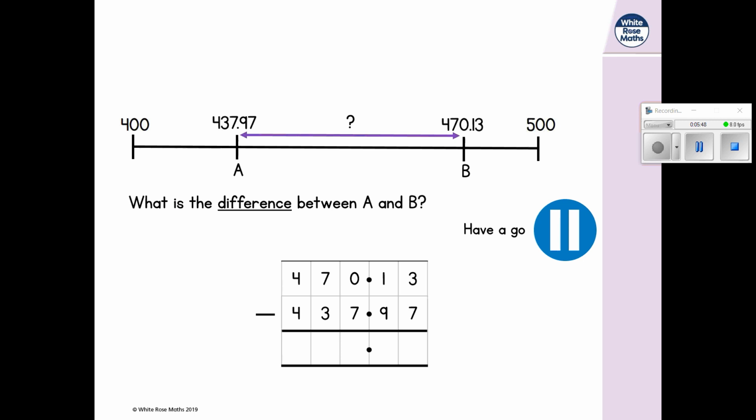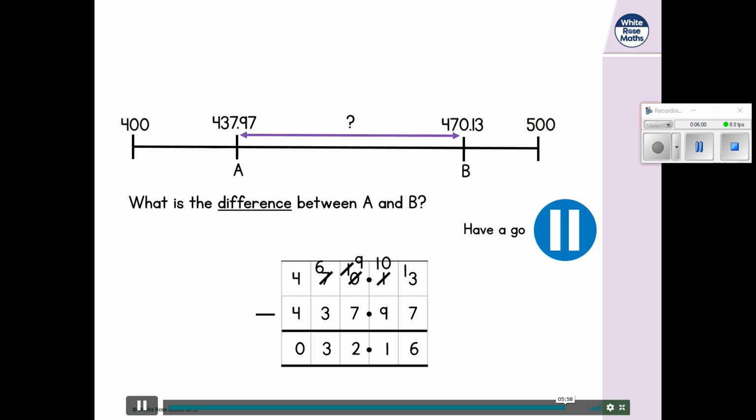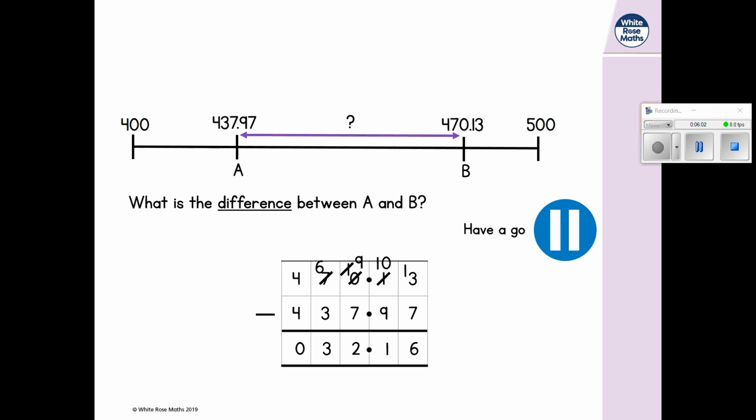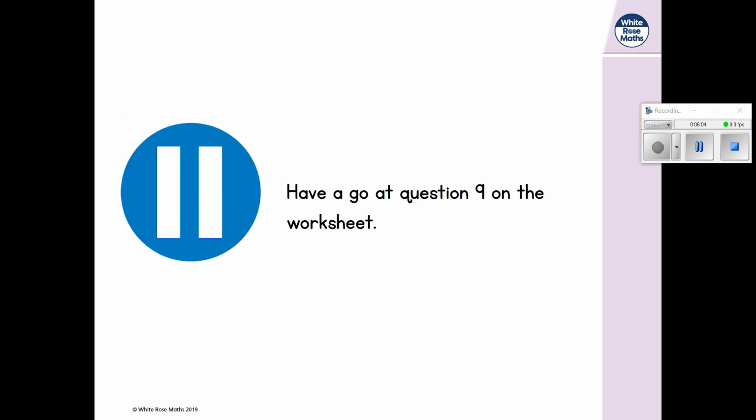Pause the video here and have a go. Here's the solution. Pause the video here and have a go at question 9 on the worksheet.